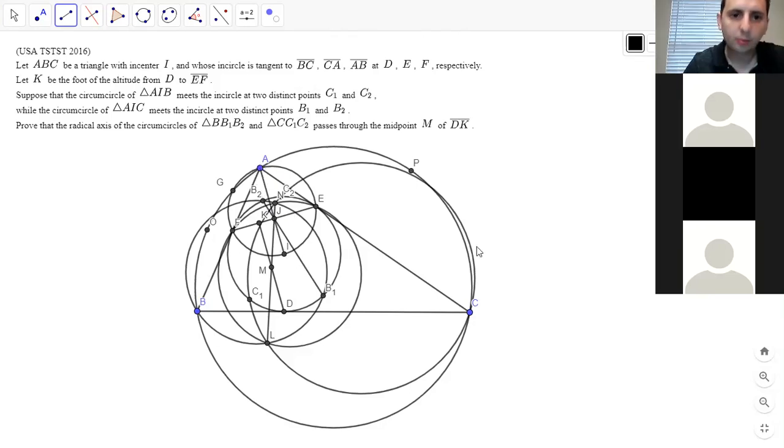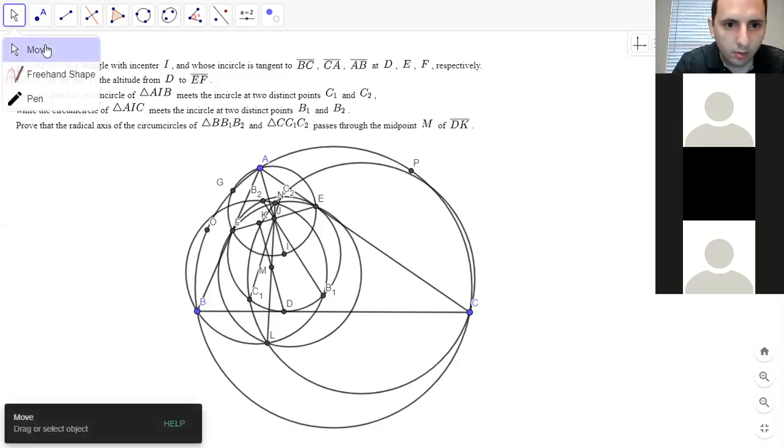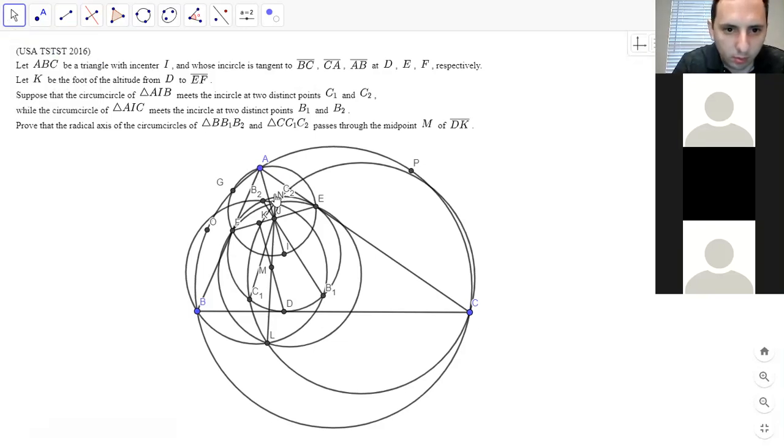So that does prove that. And so, sorry, I can prove that B1, B2 and C1, C2 pass through the midpoint of EF. Oh, we just proved that, didn't we? Or like with the radical axis theorem, that B1, B2 passes through J and C1, C2 passes through J.